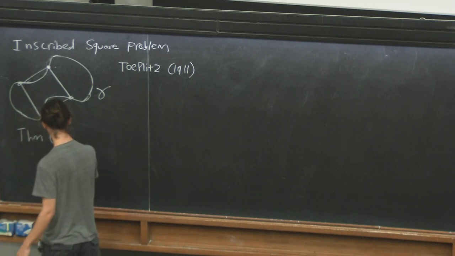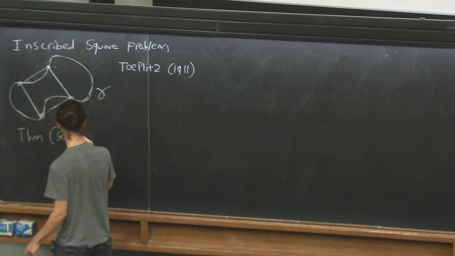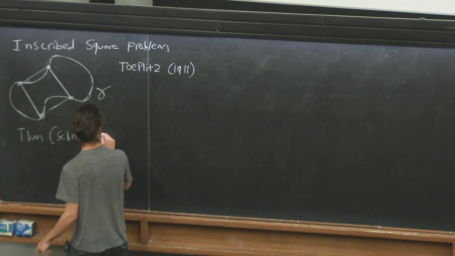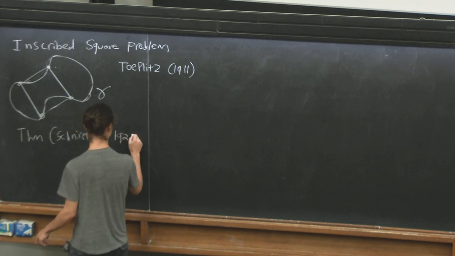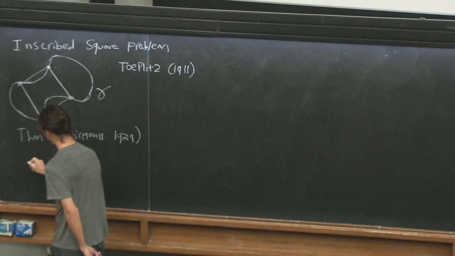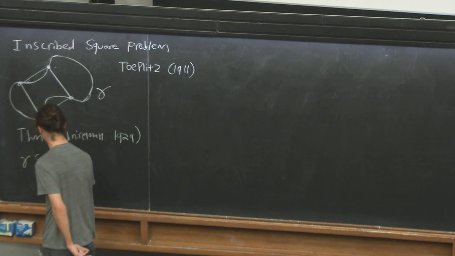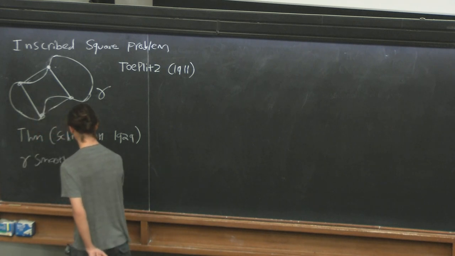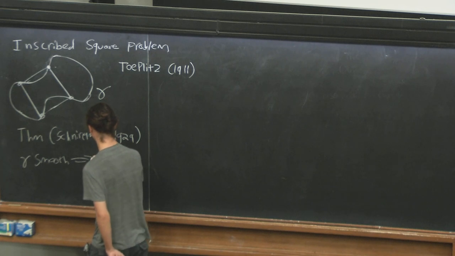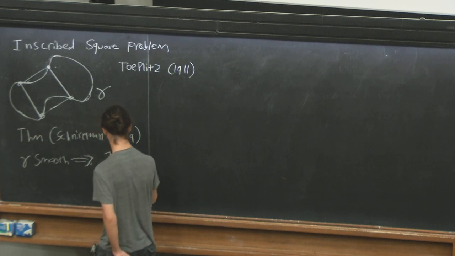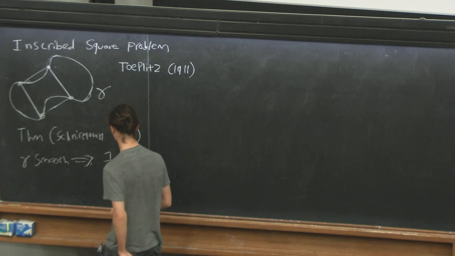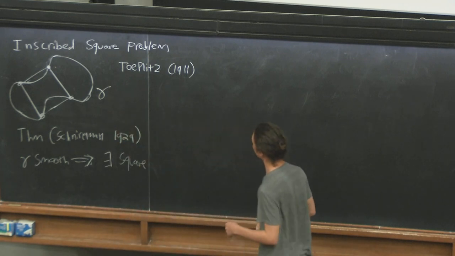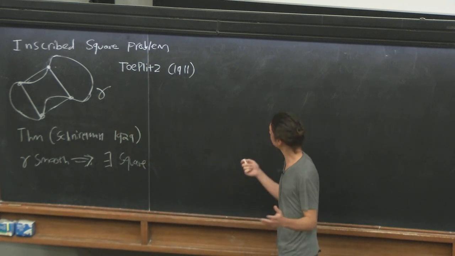due to Schnirelman back in 1929, which is that if gamma is smooth, that implies there is, in fact, a square. All right, so if gamma is smooth, we can find a square. So how do we go about proving something like this?